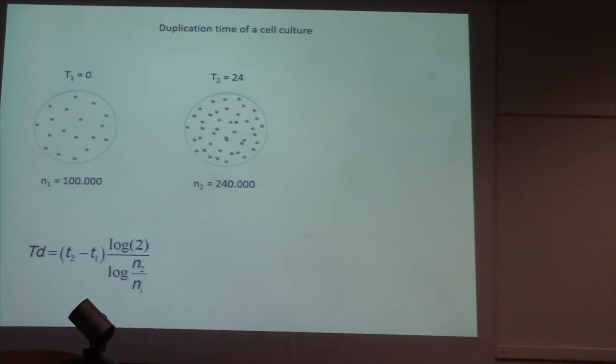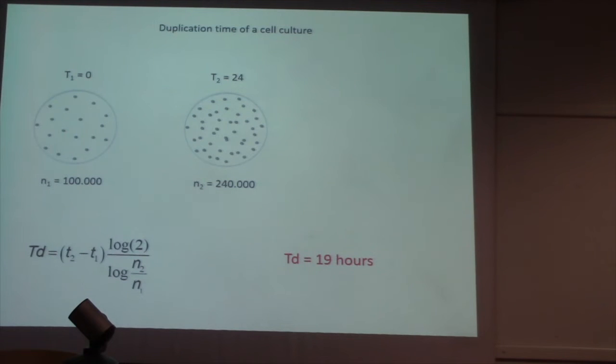Basically, what are these numbers? T2 is 24, the hours. T1 is 0. So this thing here is 24. Log 2 is 0.3 or something. And this n2 over n1 is of course 240,000 over 100,000, and logarithm of this ratio. So it's very simple math. And you do the calculations and it comes out that the duplication time is 19 hours.